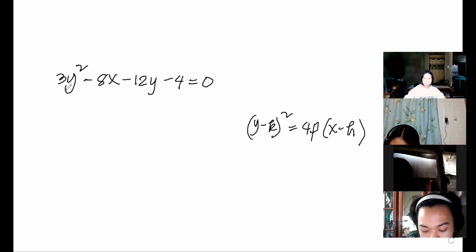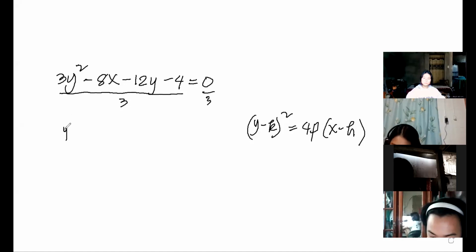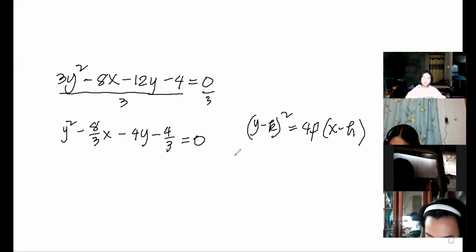If you divide by 3 here and also here, this becomes y squared. This is 8 over 3x, right? And this will be 4y, and this will be negative 4/3. Am I right, class? Do you agree with me? Yes, sir.